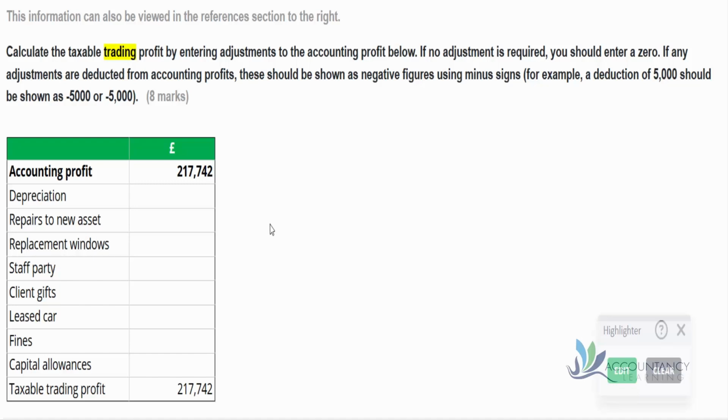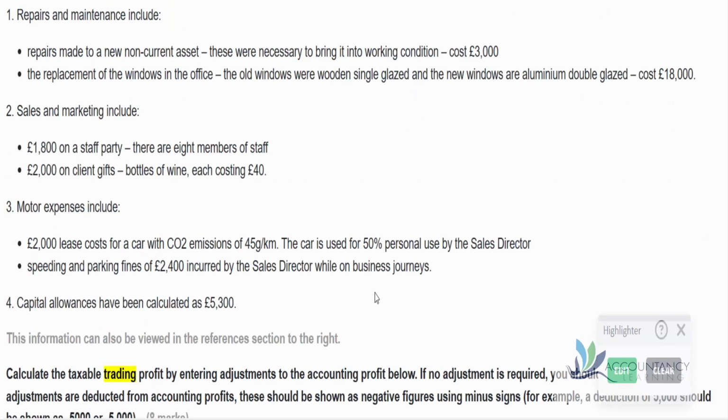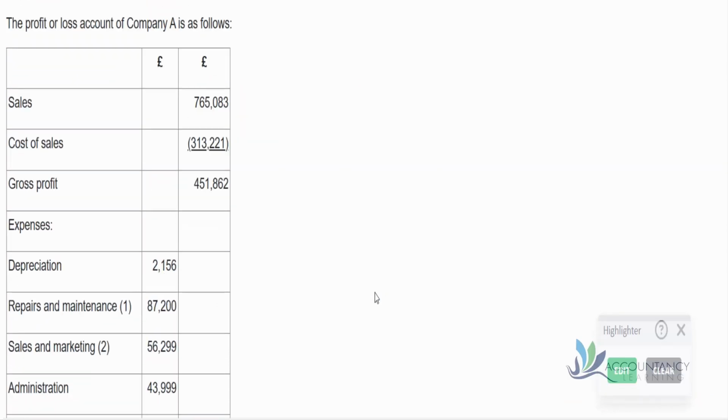So let's go and have a look at the various adjustments. Now we've got the list of things here that we could be including, but what we don't want to do is waste time trying to find all this information. So it can be useful then just to go through the information they've been giving us, and we can sort of work out what we need to do with each of these.